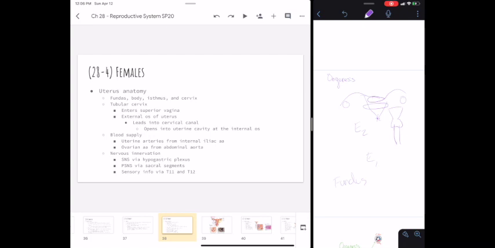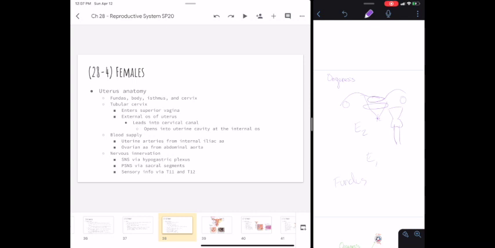Blood supply, uterus has its own specific blood supply. You have uterine arteries, which are branches from the internal iliac arteries. You have the ovarian arteries, which are from the abdominal aorta. So the ovarian arteries are those gonadal arteries that we learned come off the abdominal aorta in between superior and inferior mesenterics.